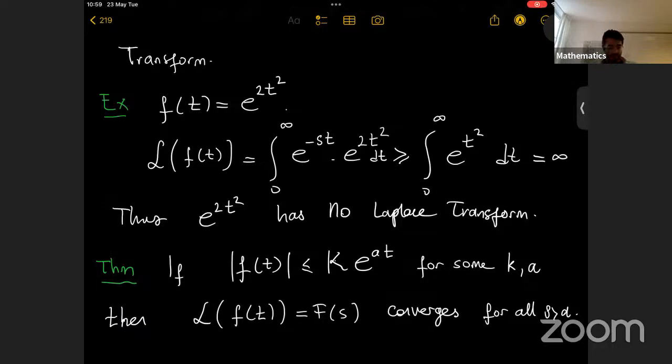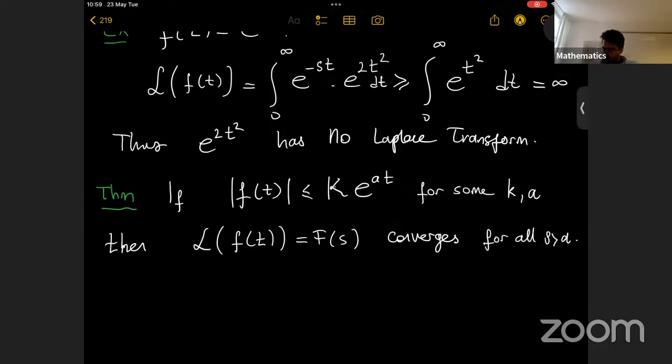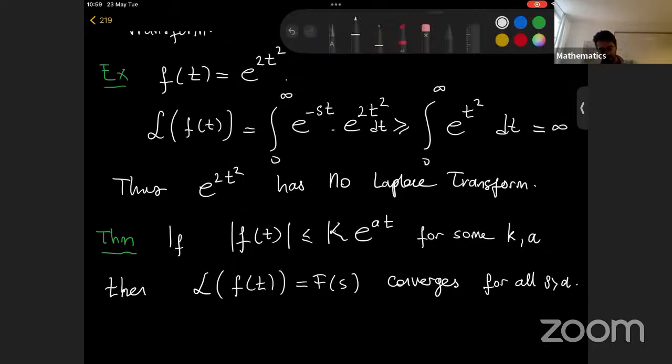You can prove this, but I will not do it here. It's straightforward. You use the definition of the Laplace transform. So maybe let's give some important Laplace transforms, some Laplace transforms of important functions. We will use them in this course.